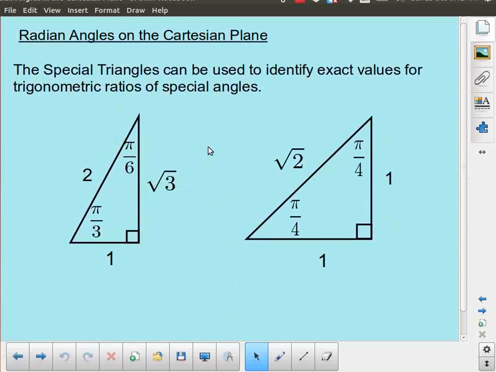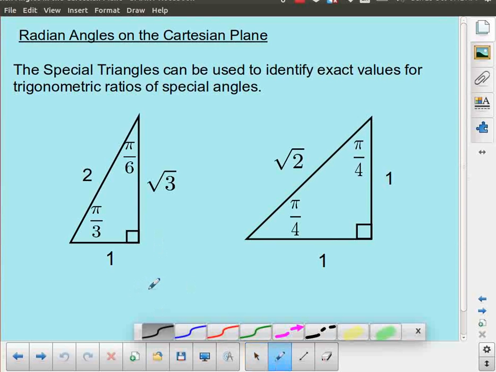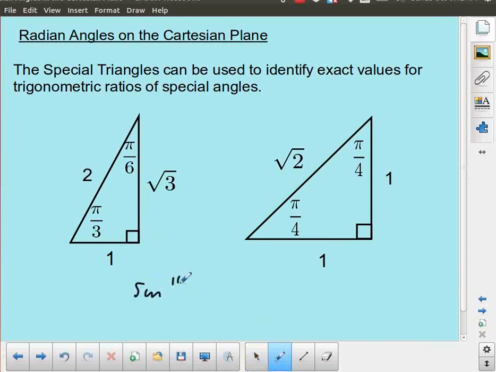And another piece of review, which is the special triangles. Here I've modified the special triangles from degrees into radians, but we use these to come up with exact values for certain trigonometric ratios. For example, if I wanted to know the sine of pi by 3, I would look here. Here's pi by 3, and I want sine, which is opposite over hypotenuse. Here's the hypotenuse. And so the sine of pi by 3 has the exact value of root 3 over 2.